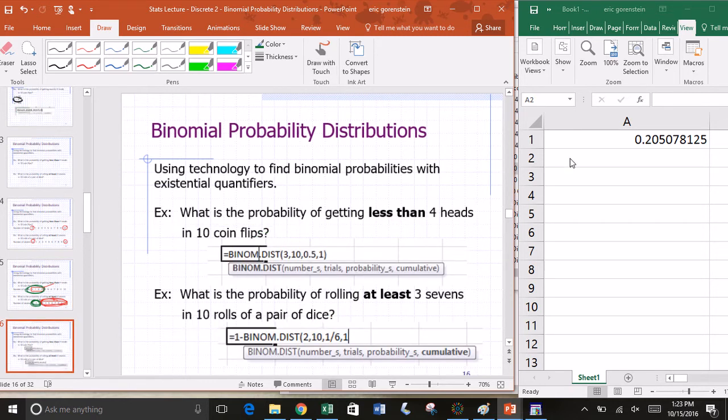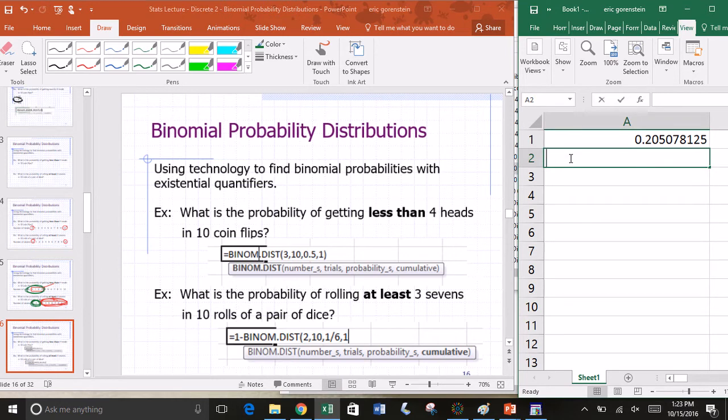So less than 4 means 0, 1, 2, or 3. So when I'm using the binomial distribution function, number of successes, I'll say 3. Number of trials, I'll say 10. Probability of one success is, in this case, 0.5. And cumulative function, now I'm going to say 1 for true, or yes. Yes, I want to use the cumulative function. So this number 1 is telling Excel to calculate all probabilities from 0 up until 3. So the probability of less than 4 heads, or the probability of 0, 1, 2, or 3 heads, would be about 17%.